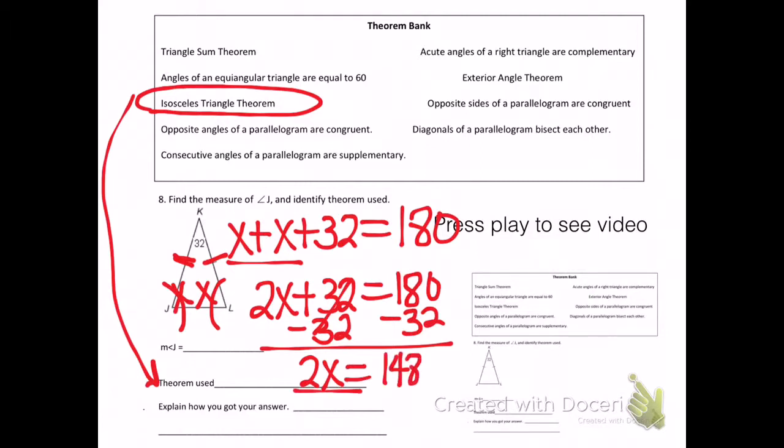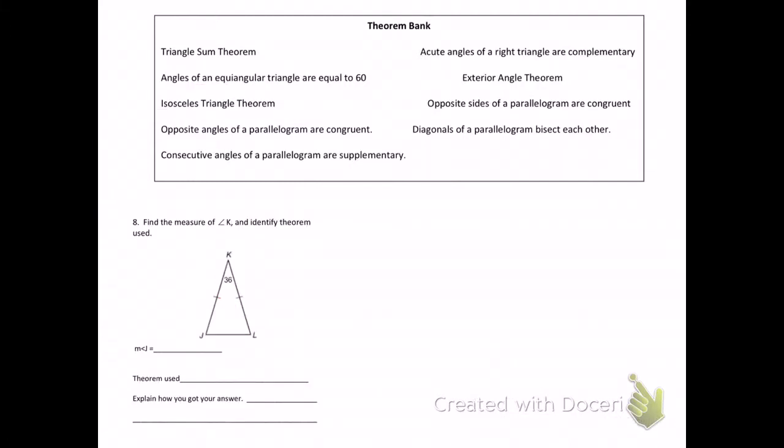And then finally I use my division property of equality and divide both sides by 2. So 2 eliminates on the left. 148 divided by 2 would be 74. So the measure of angle J is 74. Now you use the isosceles triangle theorem to find the measure of angle J.